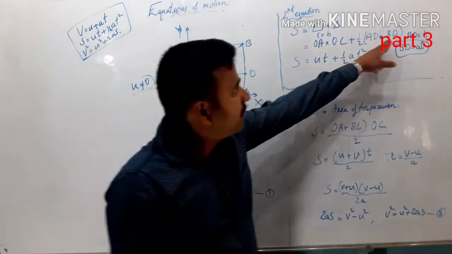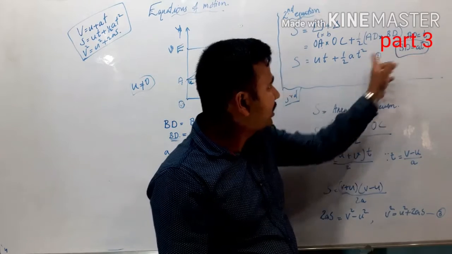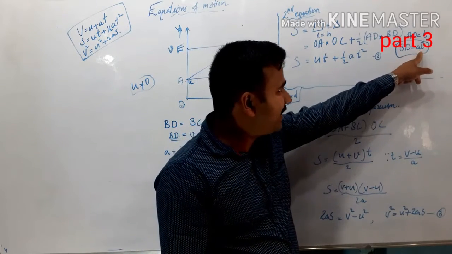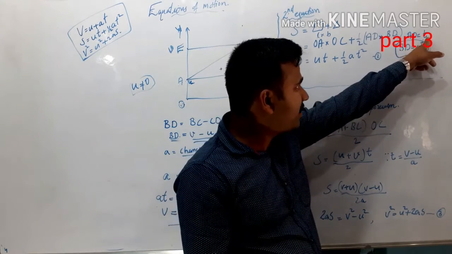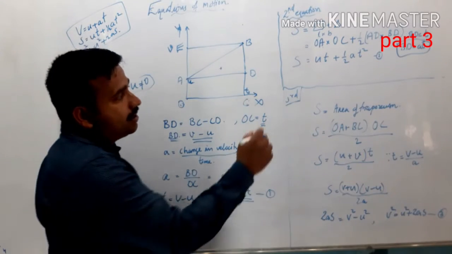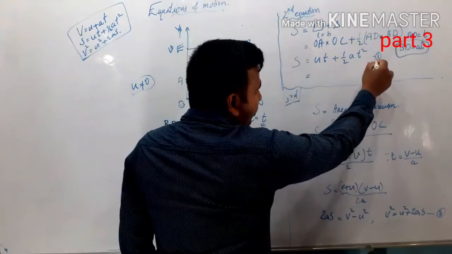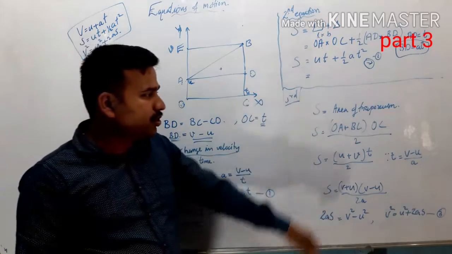AD into BD. Here BD we already got as AT. Instead of BD we need to substitute AT, then instead of AD we have to write T. Then you will get A into T square. So this equation is known as the second equation of motion. Then we are moving on to the third equation of motion.